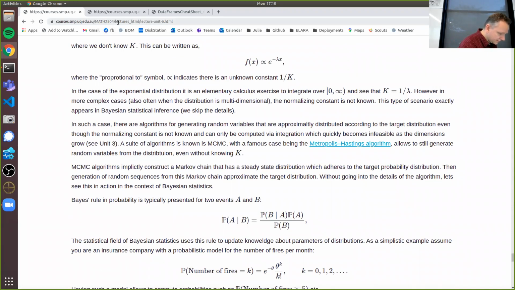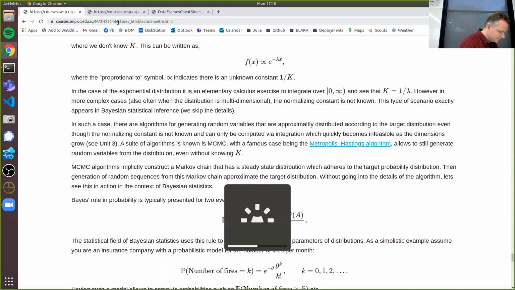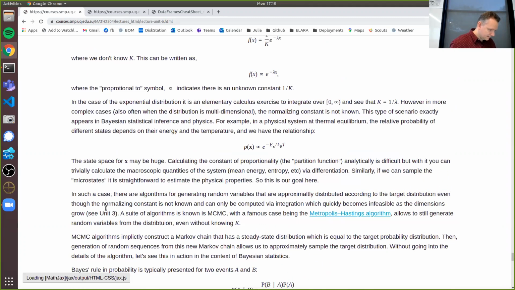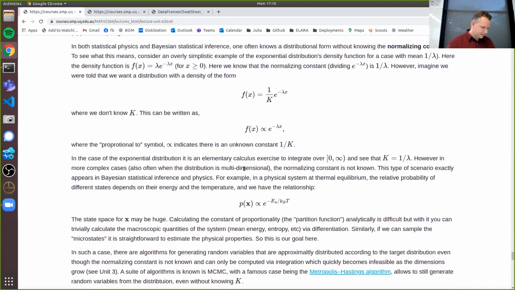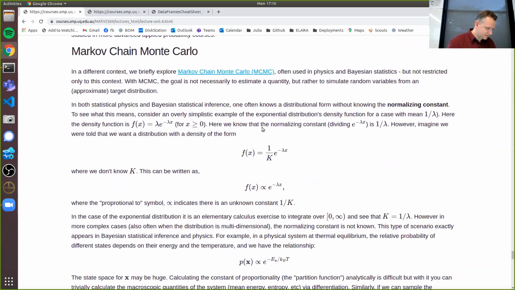I feel like I need to press Control F5 here. Give me a second. Yes, there we go. We have more equations. Brilliant.